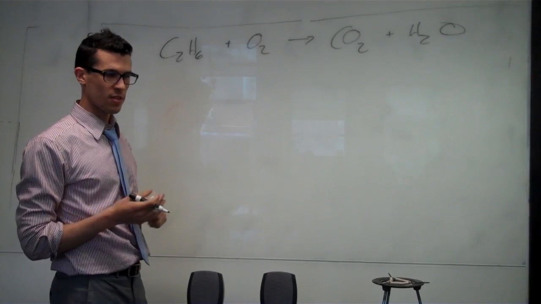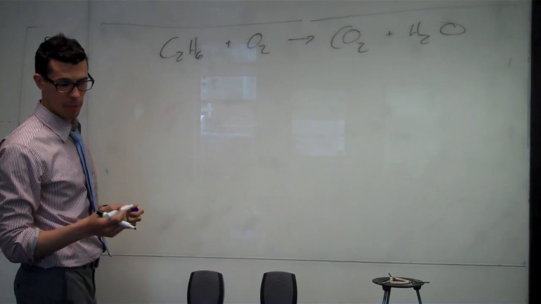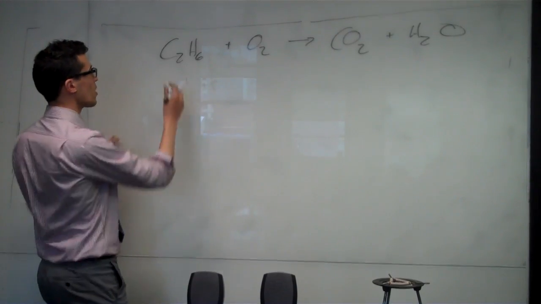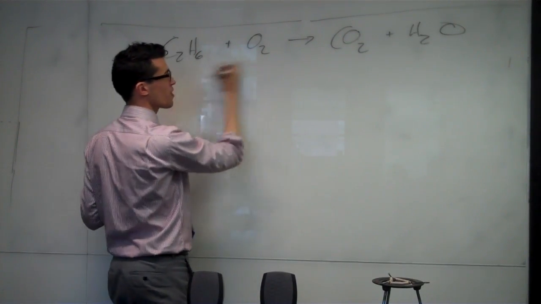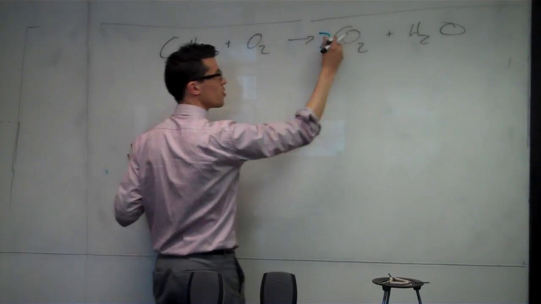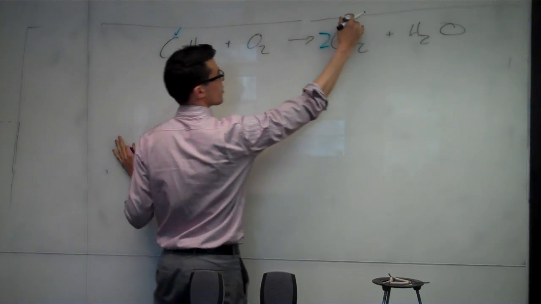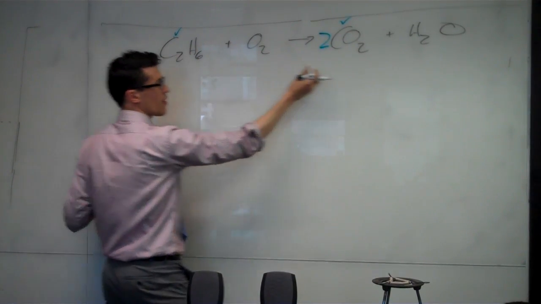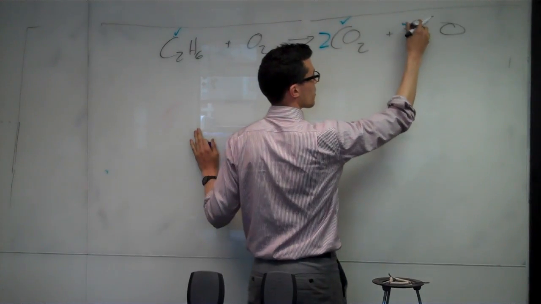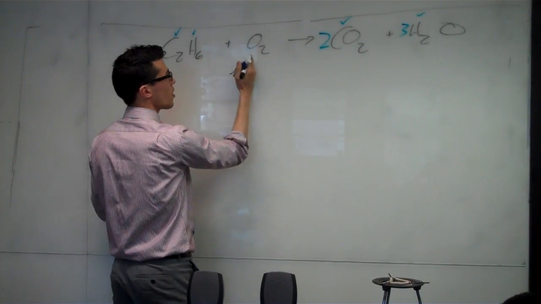So how do we balance this? First thing we do is we look at the most complicated molecule. In this case, it's right over here, C2H6. Let's look at the C's. There's two of them on this side, there's one over here, so I'm going to put a 2 in front of that. So now the C's are balanced. Now let's look at the H's. There's 6 on this side, and there's 3 on this side, so I'm going to multiply this by 3. Now the H's are balanced. Now let's look at the O's.